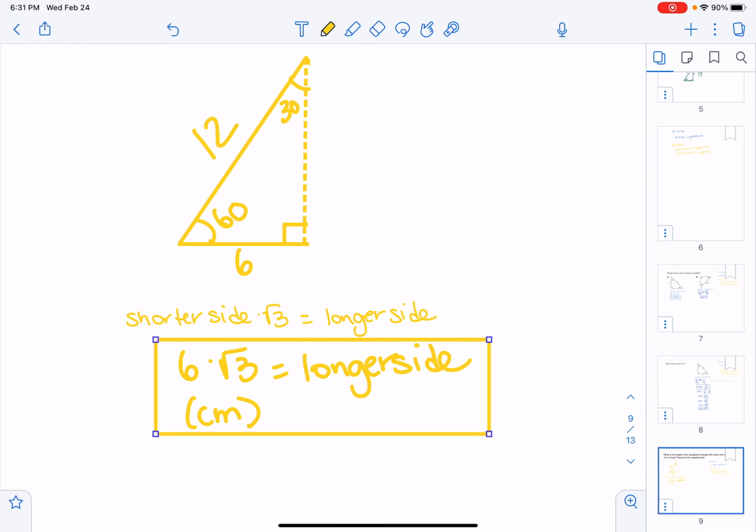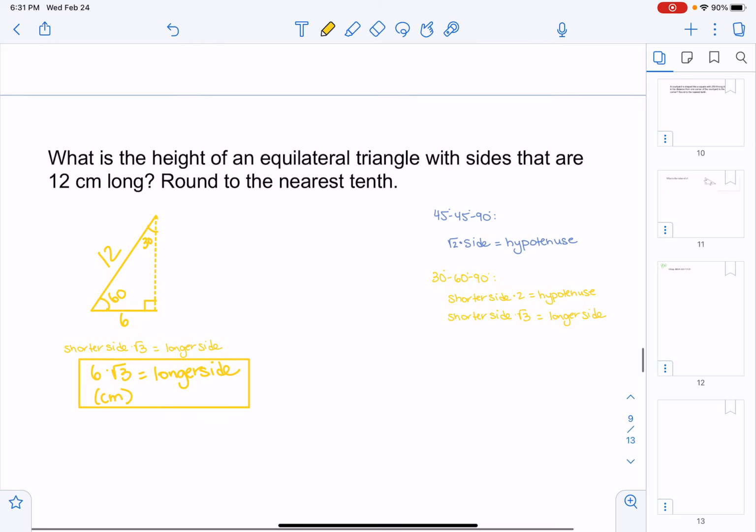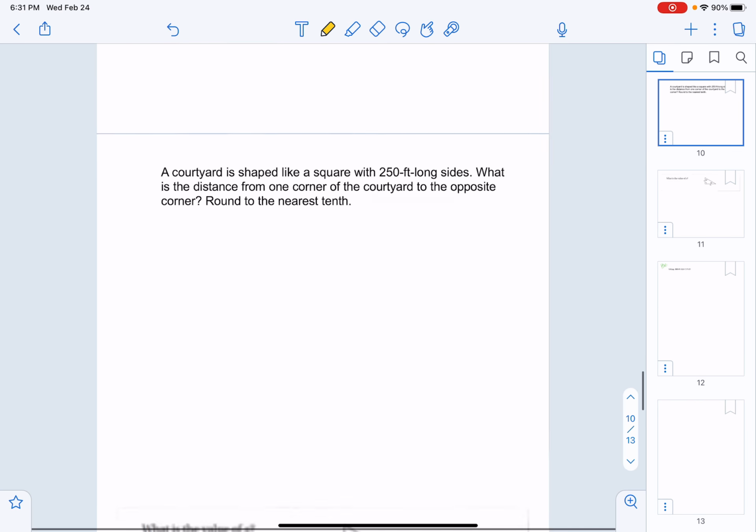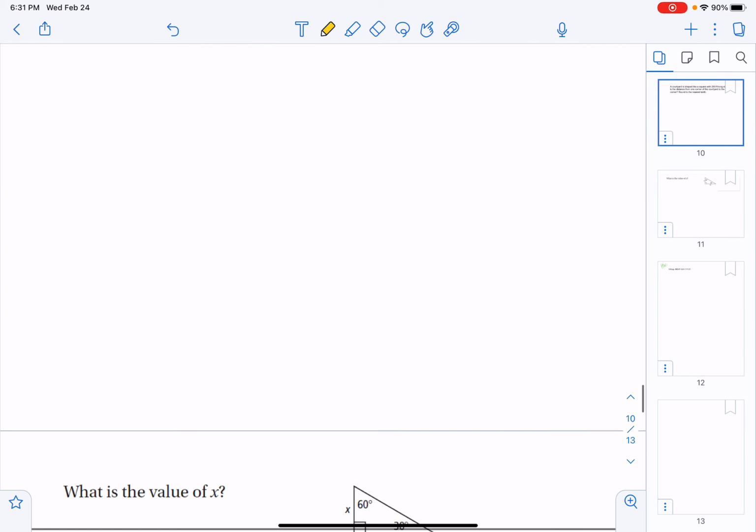So a little bit hard to memorize. You might just like doing the Pythagorean theorem, but for speed on the ACT, this is what a lot of people will use. Okay, we have 2 more problems.